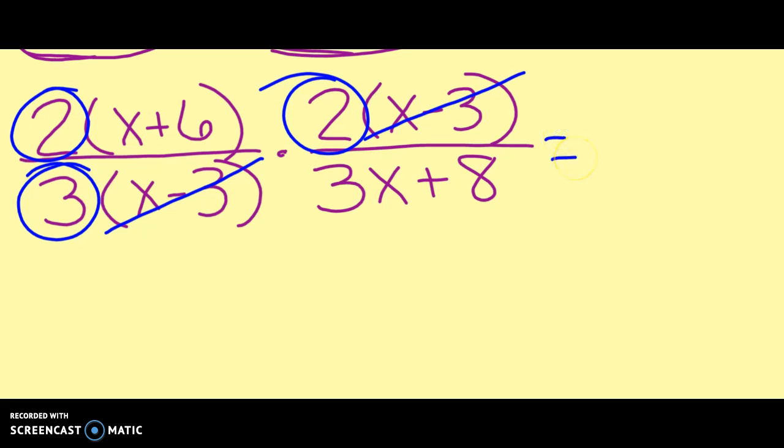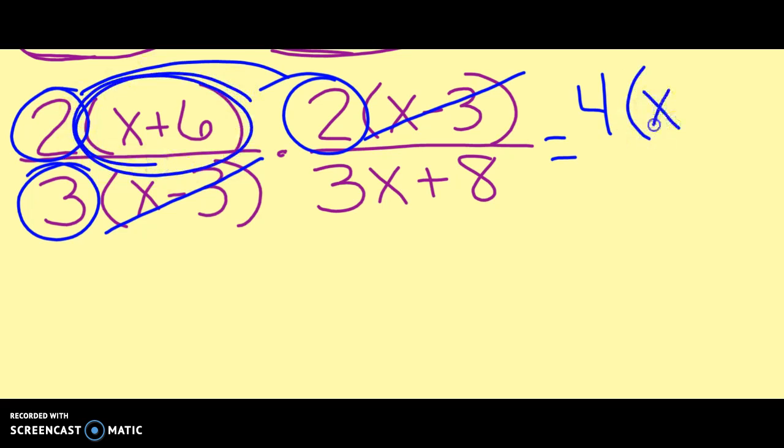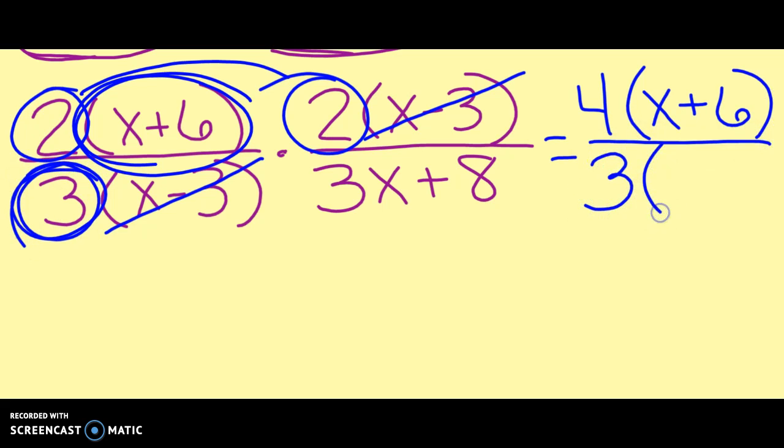So let's go multiply those numbers. 2 times 2 is 4. And then x plus 6 is the only thing left over, so we're going to leave that. And then we've got a 3 in the denominator. And the only thing we have left down here is a 3x plus 8. That is all you can do with that.